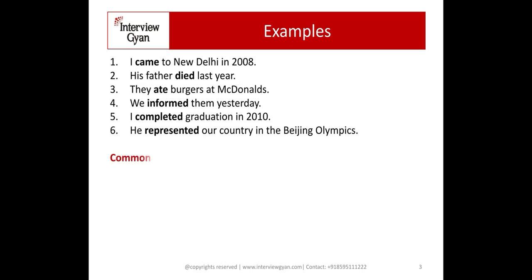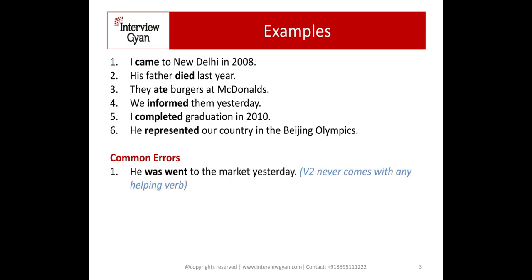Okay, now let's understand some common errors that we see the candidates have for this particular tense. The error number 1 is he went to the market yesterday. We have seen that many candidates believe that the moment past tense is there, they need to apply either was or were. That's not correct. There are many sentences that are made without using was and were in the past tense. So second form is a don. It comes directly. It comes alone. That is how you can fix this particular rule.